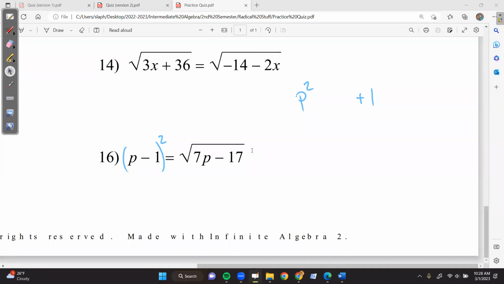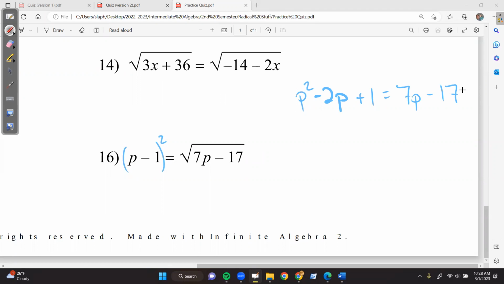So we have p squared and plus 1. Chance, what's going to go in the middle? Okay, -2p. I like it. And we're going to square the right-hand side. And what's that going to equal? Oh boy.